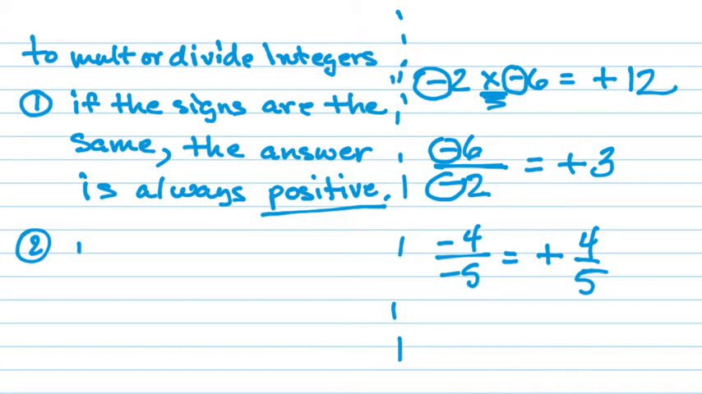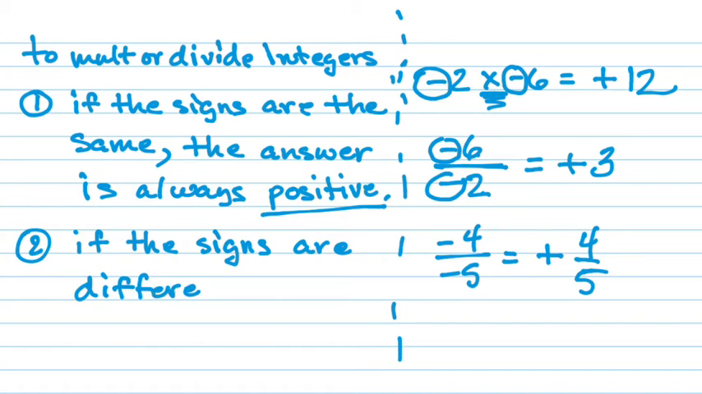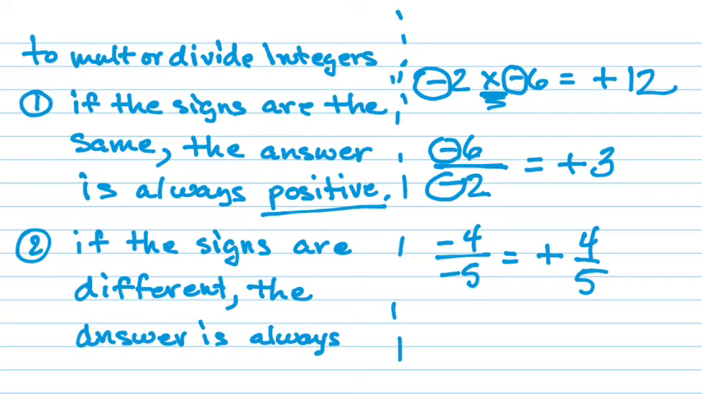All right. So the second rule says that if the signs are different, the answer is always, what do you think? Negative. There you go.